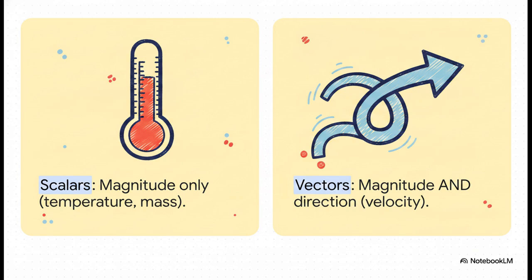But what if I tell you to move 5 blocks? You'd immediately ask, wait, which way? And that is exactly where vectors come in. The absolute crucial difference to remember here is that vectors require both a magnitude and a direction. Things like displacement and velocity, those are classic vectors. They don't just tell you how much, they tell you where.